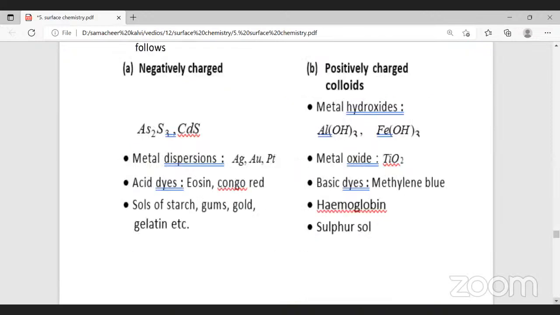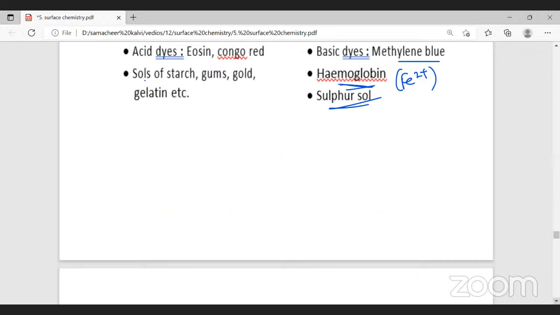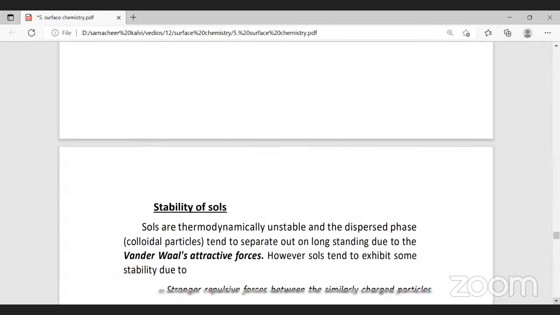Some examples of negatively charged colloids: metal dispersions like gold and platinum sols, acid dyes, eosin, Congo red, starch, gums, gelatin. All these are negatively charged. Positively charged colloids: metal hydroxides, metal oxides, and methylene blue are positively charged. Hemoglobin is a positively charged colloid because it contains Fe2+ ion. Sulfur sol is also an example of positively charged colloids. Now, stability of sols we do not have in our syllabus.